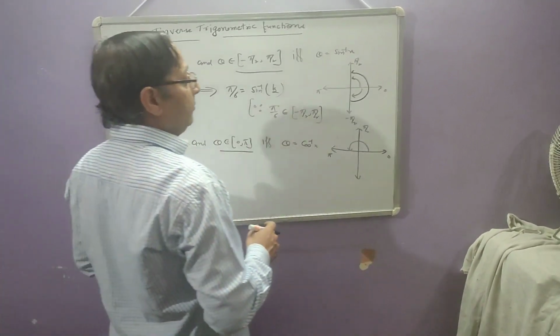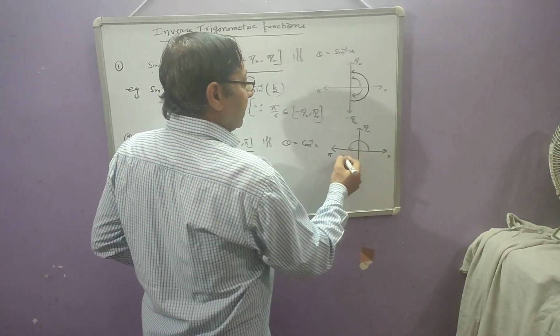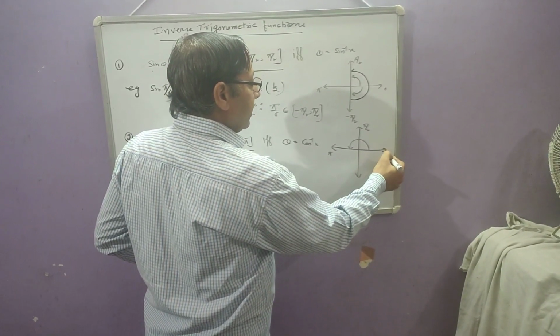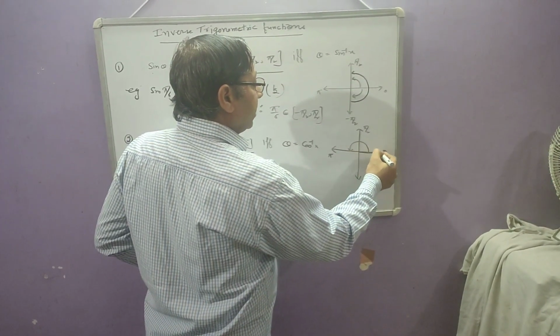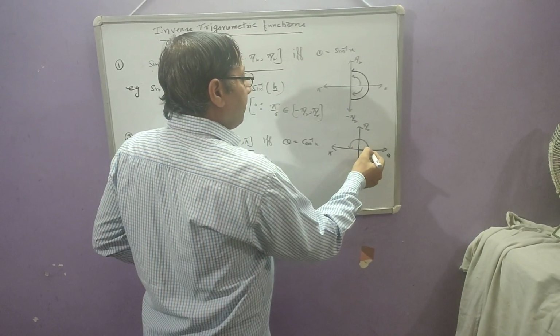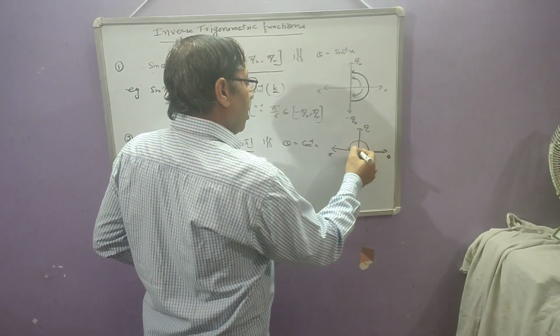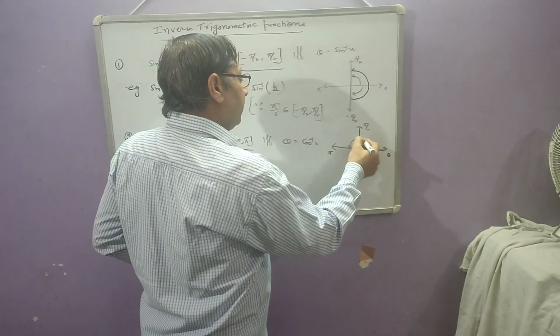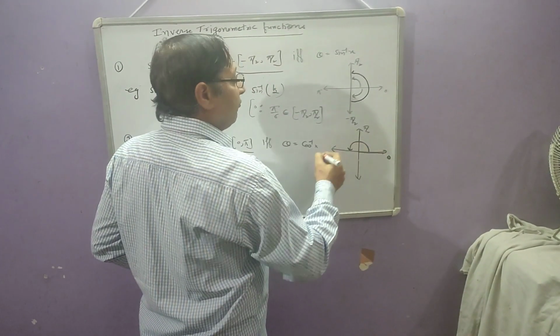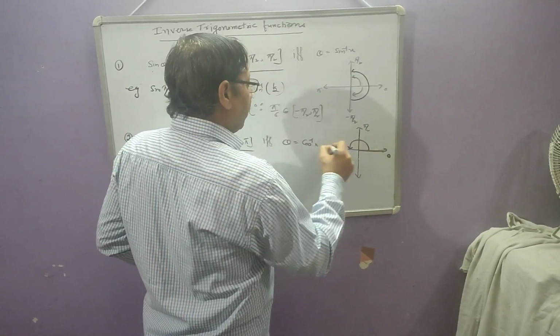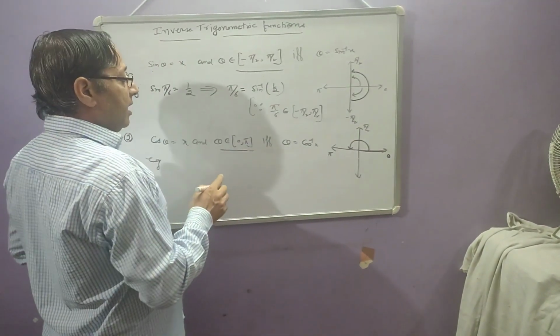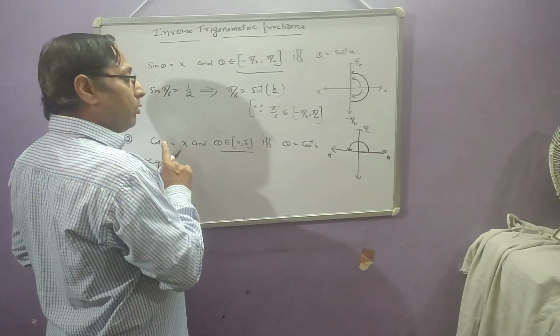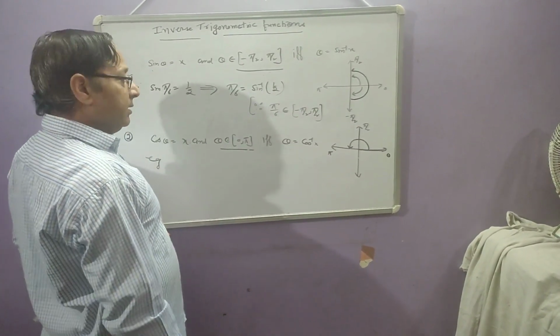Now look at the diagram. Where is 0 and where is pi? 0 is this angle, it is a horizontal line, and pi is the angle opposite to that 0. Now this is the interval where the cosine inverse is defined, from 0 to pi, and this interval is called principal branch value for the cosine of angle theta.